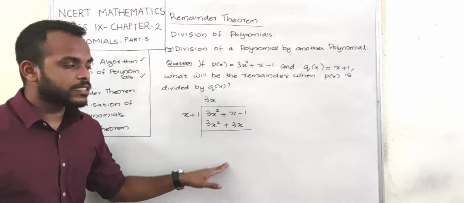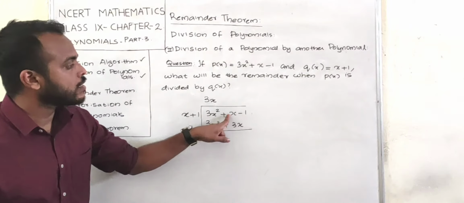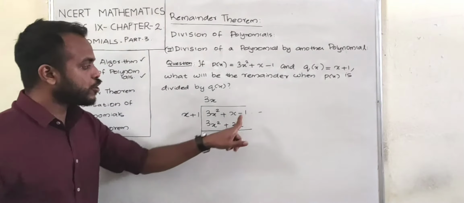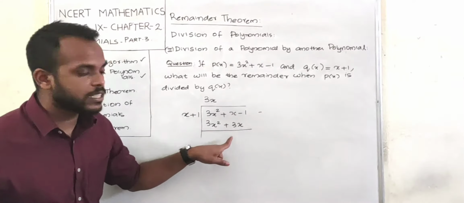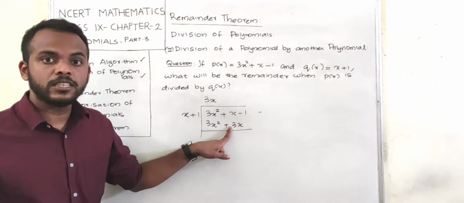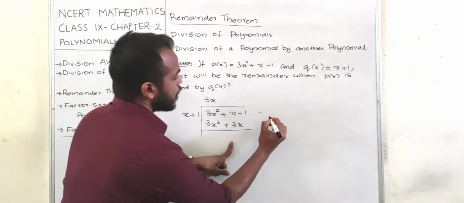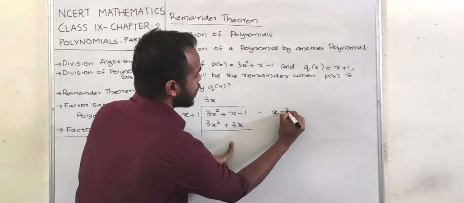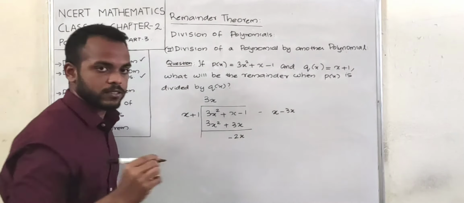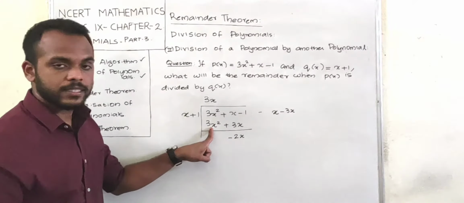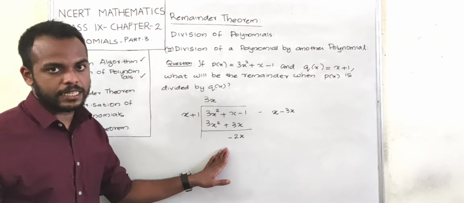Now subtract, just as we do in the process of division. We can do it from the right hand side, x minus 3x. Even though the symbol is plus, you should do the subtraction, which will result in x minus 3x. What is x minus 3x? It is minus 2x, right? Now 3x square minus 3x square is 0, so we don't need to do anything here.